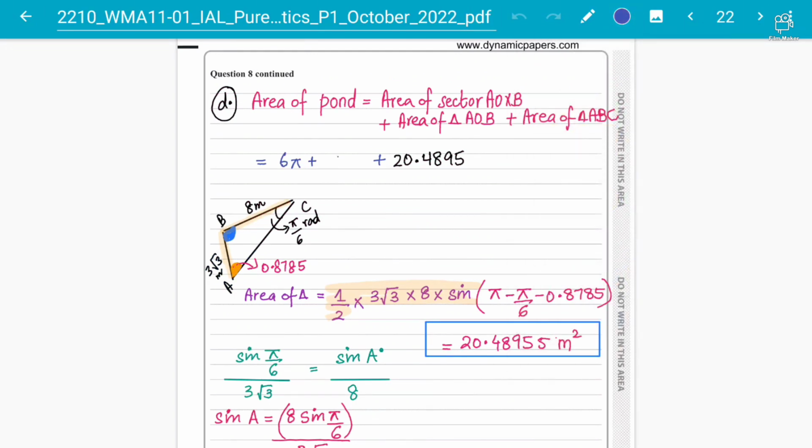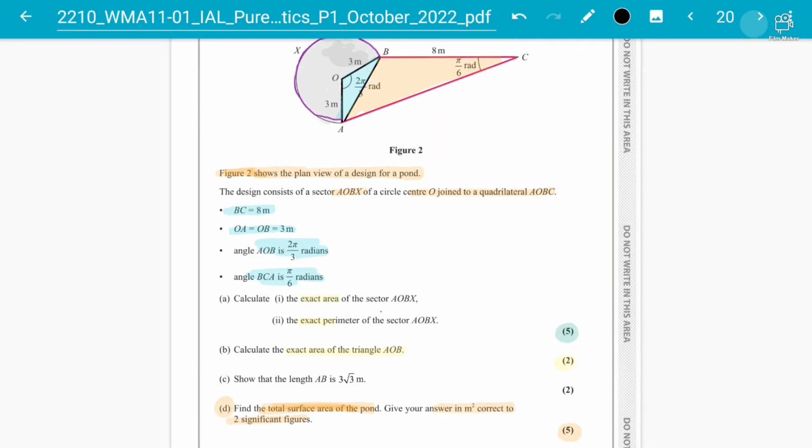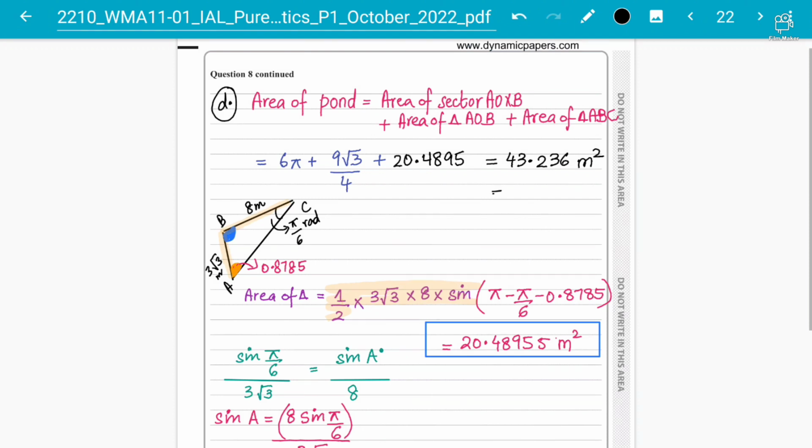So it's going to be 6 pi plus 9 square root 3 over 4, that is the area of this triangle, plus 20.4895, that will match with the marking scheme as well, our answer. And it's going to be 6 pi, that is basically 43.236. I'm getting the answer because the examiner says 43.236 meters squared will be our answer, but because the examiner says that you have to give two significant figures, it's going to be only 43 meters squared. Okay, so this is how you're going to solve this whole question.